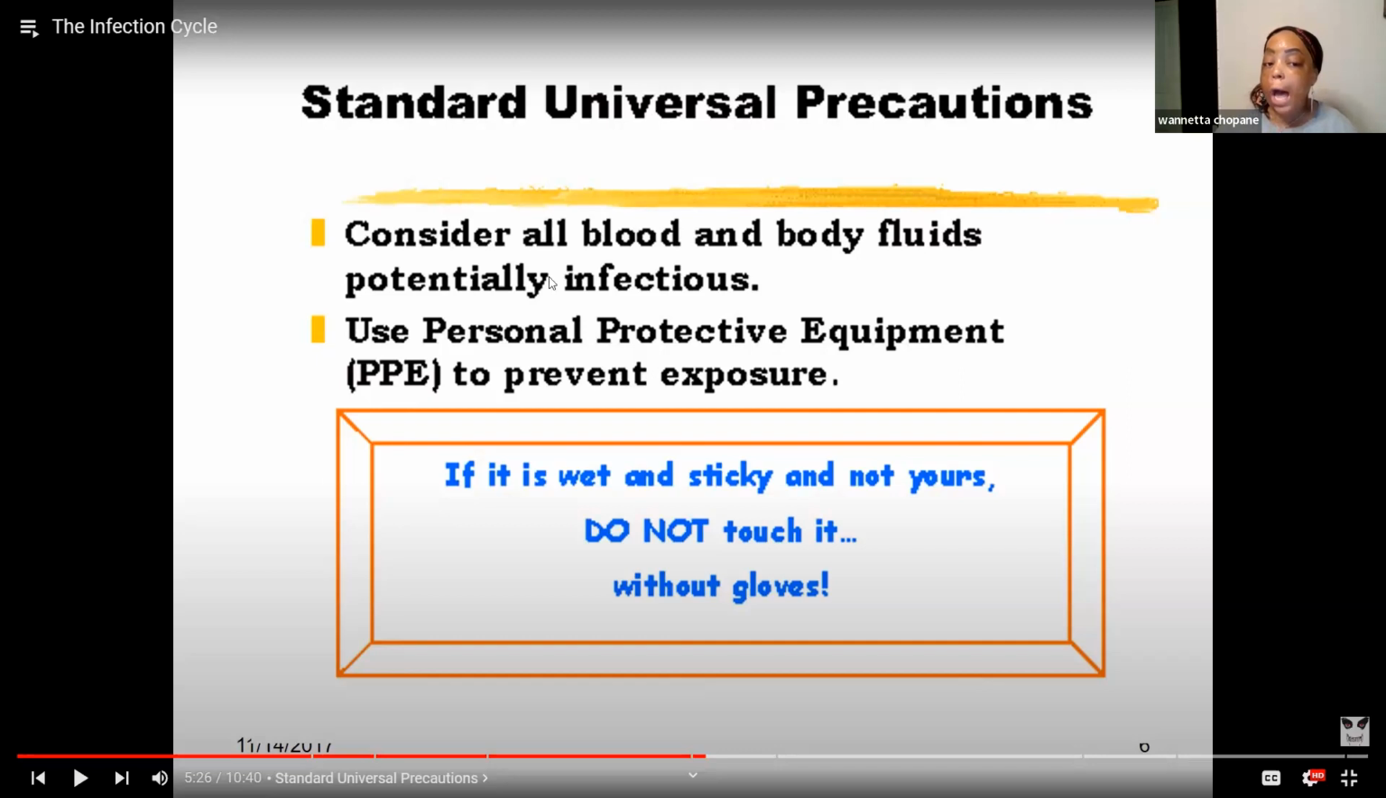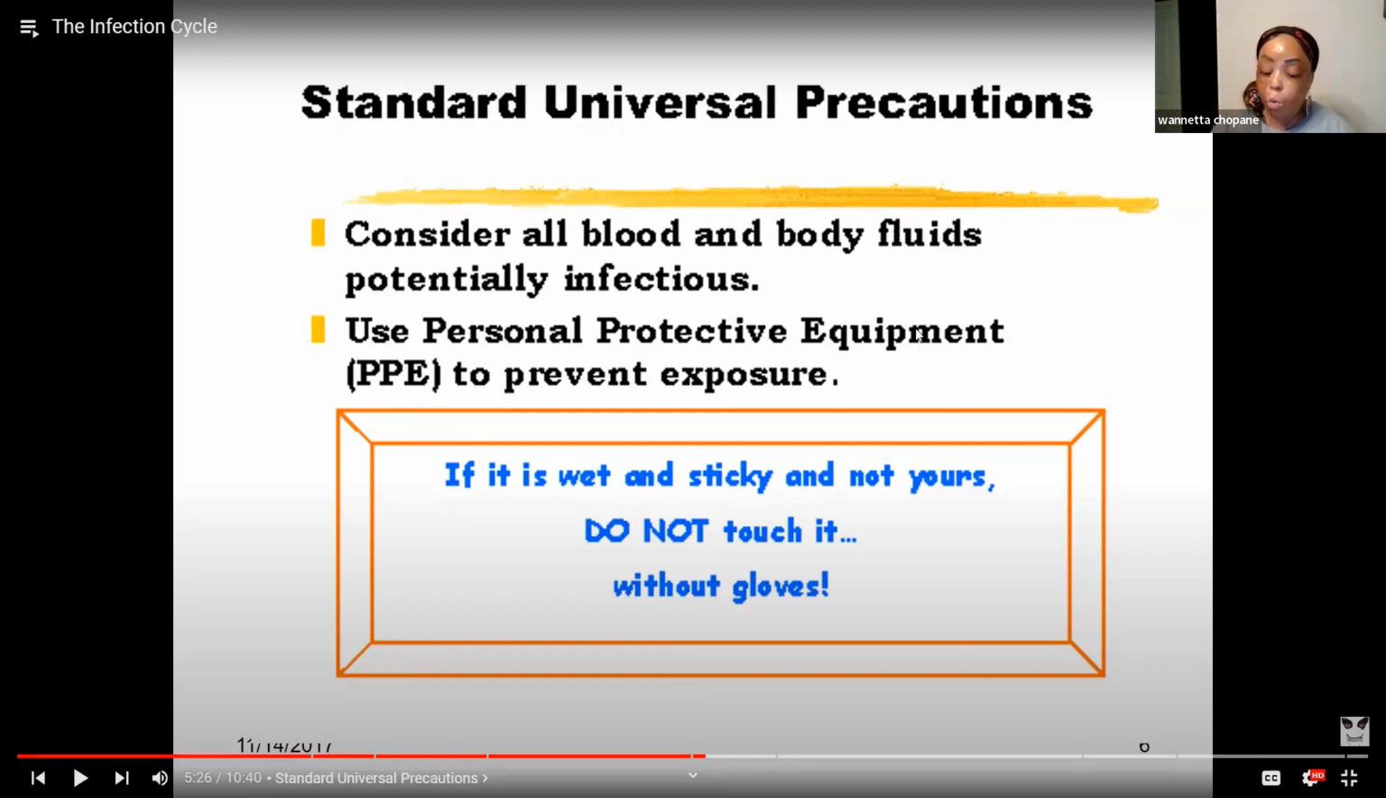Make sure. Now, I'm going to talk about PPE, but just know that PPE means personal protective equipment. Gloves are a part of PPE. But like I mentioned briefly, a gown, mask, goggles, a face shield, all of that is a part of personal protective equipment, because guess what? Just wearing gloves may not be enough for certain people.